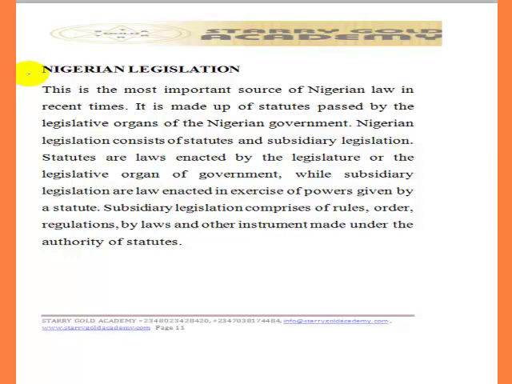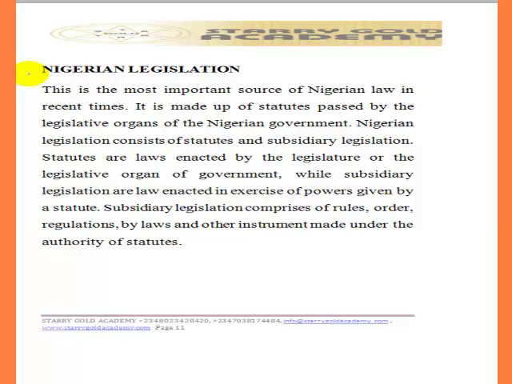We have the law of Lagos State, the law of Ogun State, the law of a state. These are the two institutions, at the national level and at the state level, that pass law and make bills become law. Based on what is written here, this is the most important source of Nigerian law in recent times. That means the laws we are using in Nigeria today are made by our own legislative body. It is made up of statutes passed by the legislative organs of the Nigerian government. Nigerian legislation consists of statutes and subsidiary legislation.